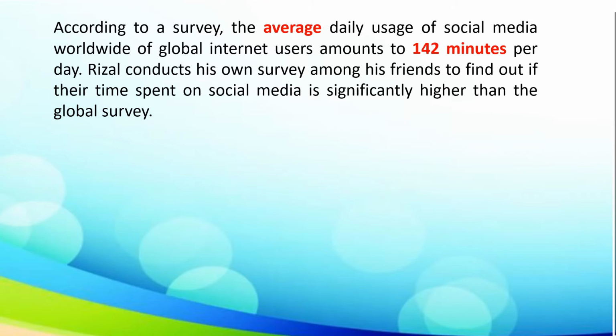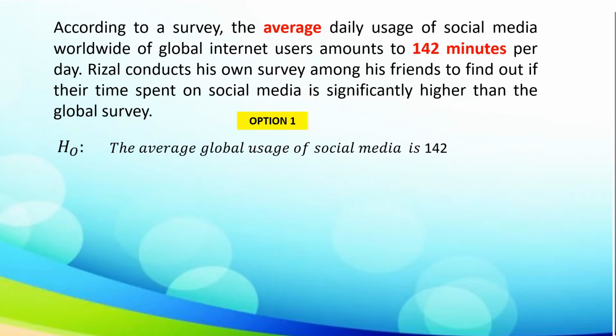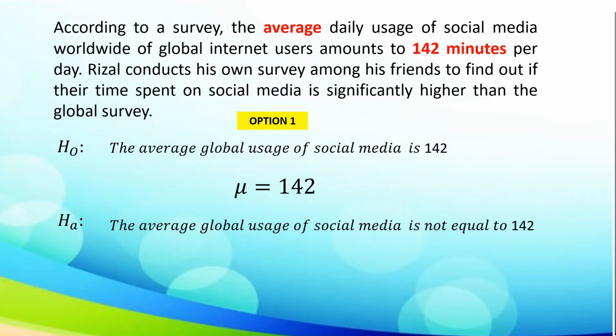Rizal conducts his own survey among his friends to find out if their time spent on social media is significantly higher than the global survey. To apply option 1, we will have the null hypothesis, which is the average global usage of social media is 142. The symbol, that is mu, is equal to 142. To get the alternative hypothesis, it can be the average global usage of social media is not equal to 142. The symbol, that is mu, is not equal to 142.